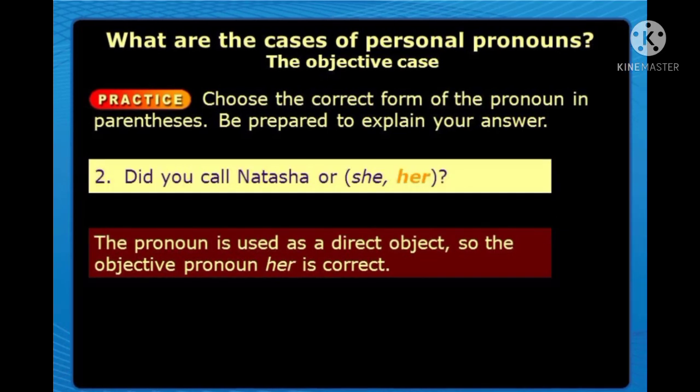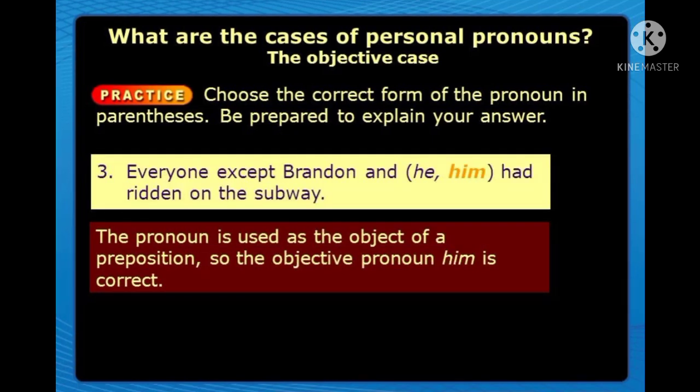2, did you call Natasha or (she, her)? The pronoun is used as a direct object. So the objective pronoun her is correct. 3, everyone except Brandon and (he, him) had ridden on the subway. The pronoun is used as the object of a preposition, so the objective pronoun him is correct.